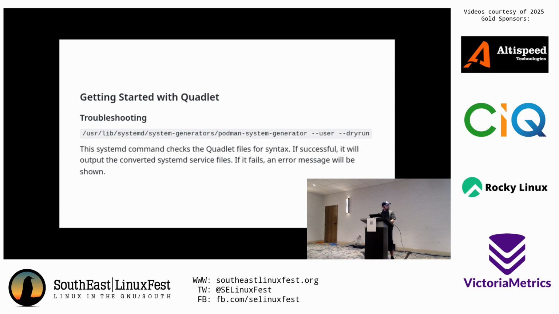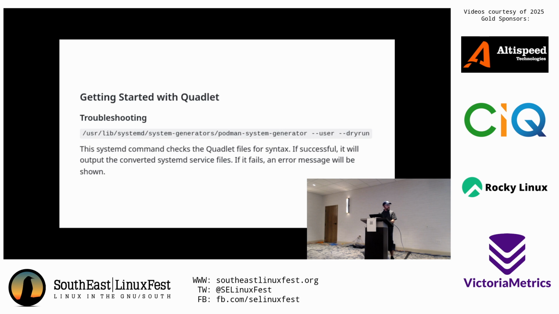When you run this command with the --user and then the dry run, it looks at your Quadlet files and then it spits out what the corresponding systemd service files would look like. So your little Quadlet's going to turn into this large thing. If it just dumps all this text on the screen, then you're good. You did it. If it spits it out and then it has an error, then that means that it could not read the Quadlet and they're not going to run.